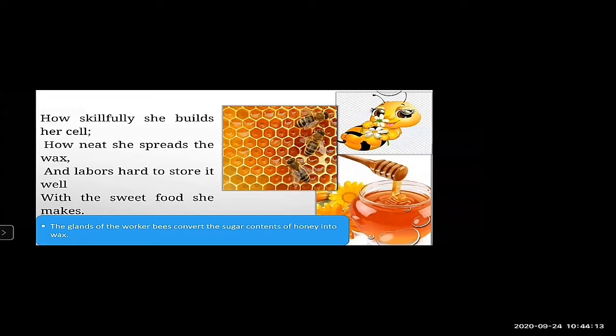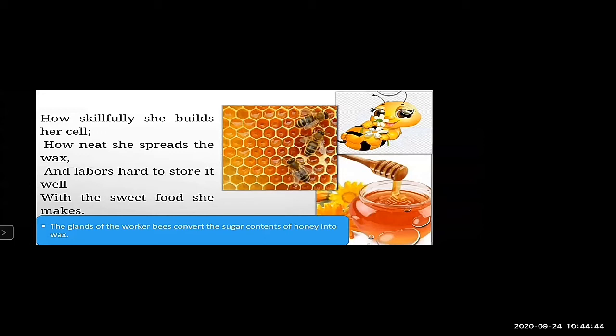and labors hard to store it well with the sweet food she makes. Now these worker bees are working very hard. Labors hard means works very hard. Why they work hard? To store it. To store what? The sweet food. The sweet food is nothing but the honey. So the worker bees work hard to store honey in these cells.